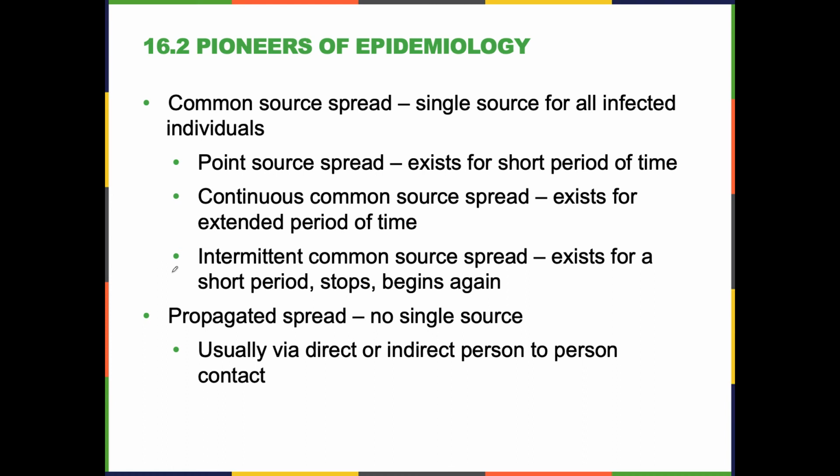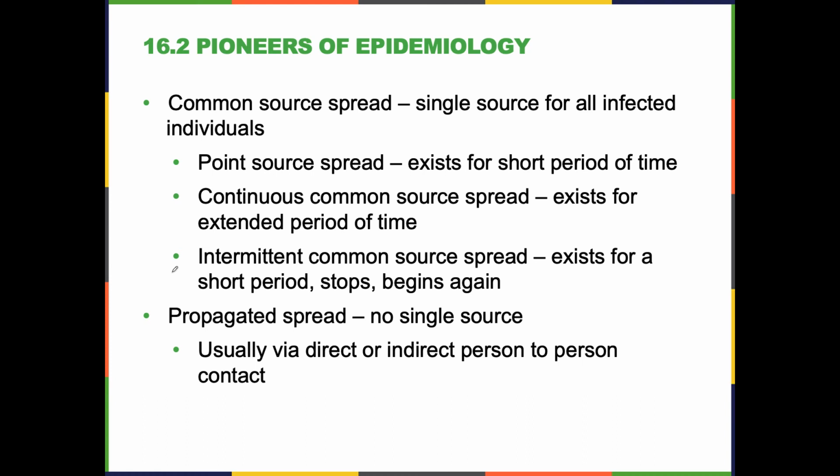And an intermittent common source would exist for a short period of time, stop, and begin again. So something like this would happen, let's say there's heavy rains, there's a lot of runoff that pushes sewage into this well. When the rains go away, and then eventually the sewage gets cleared up, now our well is no longer contaminated, and then the next heavy rains bring some more sewage, etc. So that's when it's one single source.